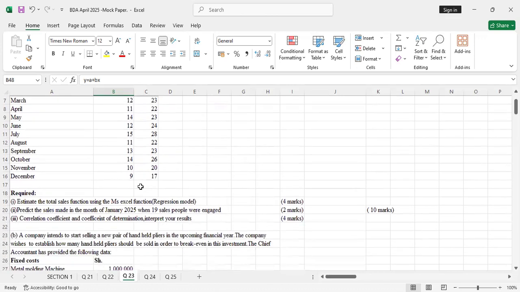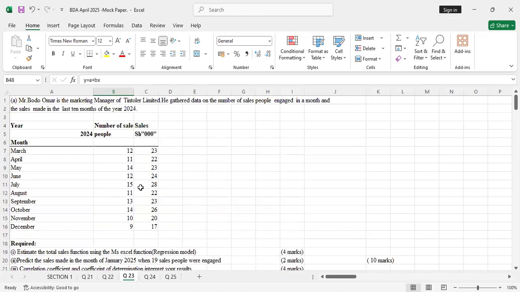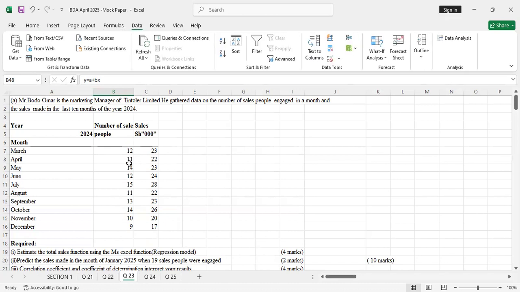Once you identify that, then you can go to data. You can see there's data analysis here. Maybe in your laptop you might be missing this, so you can load it. You can download this if you don't have it in your laptop, because this question you have to do with the data analysis tab. So how do you download it?